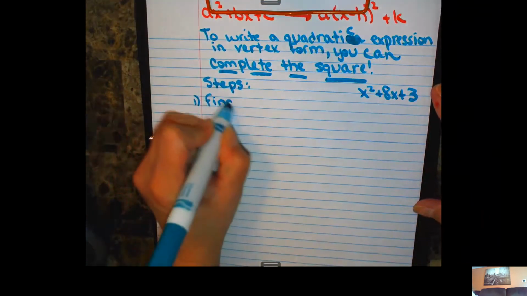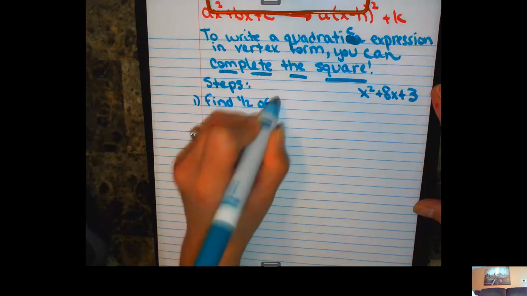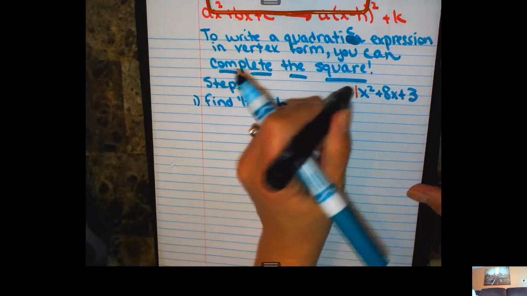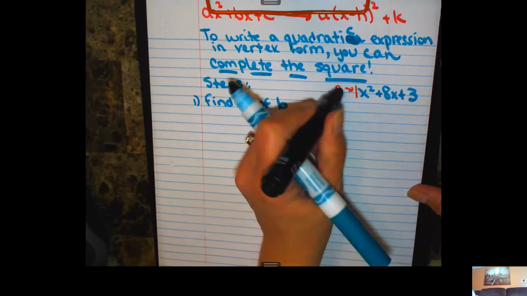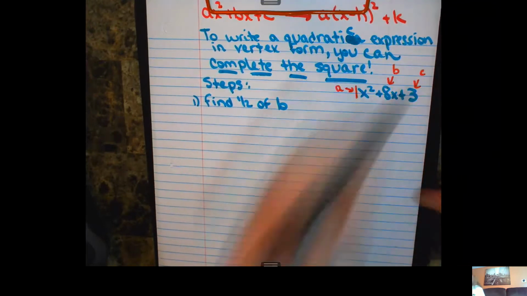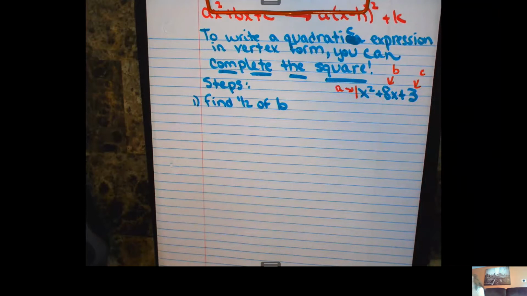Find half of b. What do I mean by that? Well, this number in the front, this imaginary 1, is your a. This 8 in the middle is your b. And this number at the end is your c. So your b value is 8.